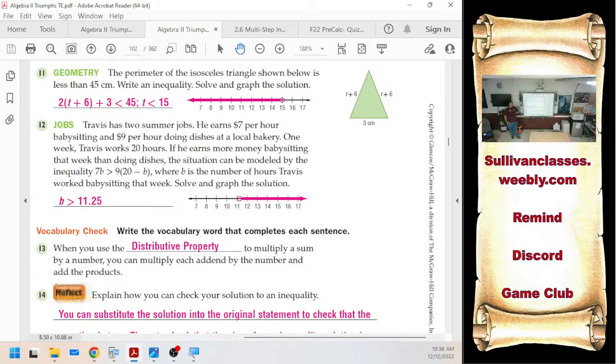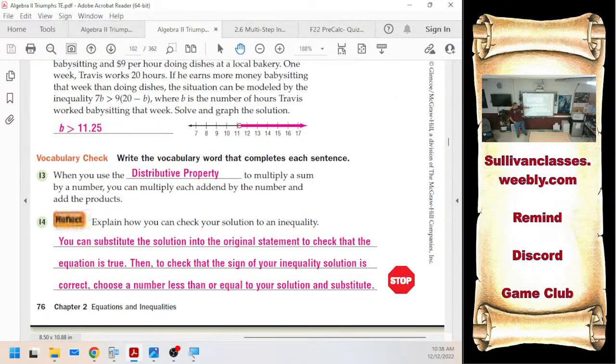12 might have been tough to write the inequality by ourselves, but thankfully they already wrote it for us. Distribute, variables left, divide, good to go. Okay. I do want to talk about that very last one. How can you check your answers?